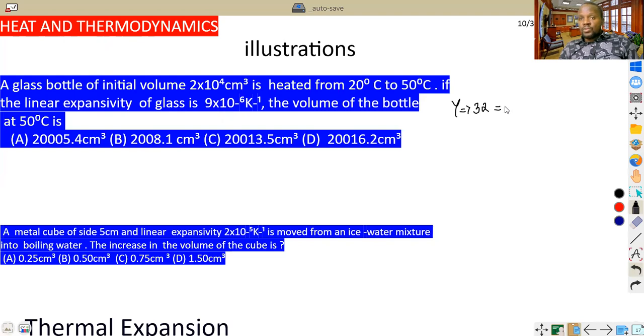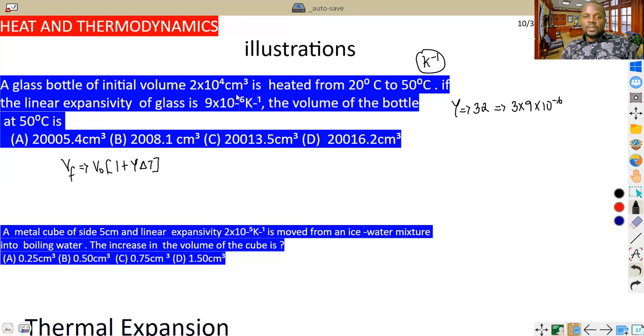So what you do there, I will just take you through: 3 × 9 × 10⁻⁶. Please, the SI unit of linear expansivity is per Kelvin. You might face that also in a multiple choice question, so keep that at the back of your mind. Having said that, you are looking for the new volume of the bottle at 50 degrees Celsius. You know that the final volume is equal to the initial volume into brackets 1 plus gamma change in temperature, which we've talked about. You can just use that directly.